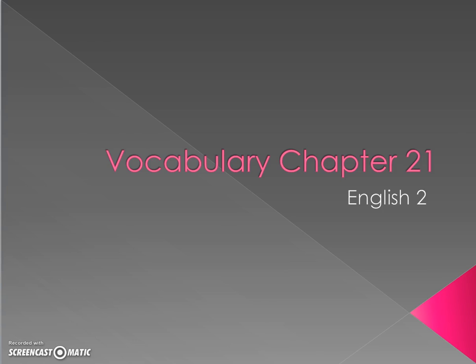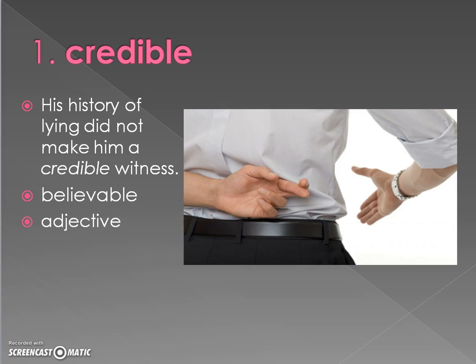Here is your first word, credible. His history of lying did not make him a credible witness. Credible simply means believable, and it is an adjective. Of course, in a court case, you would want a witness for your side to be credible so that the jury believes your side of the story.